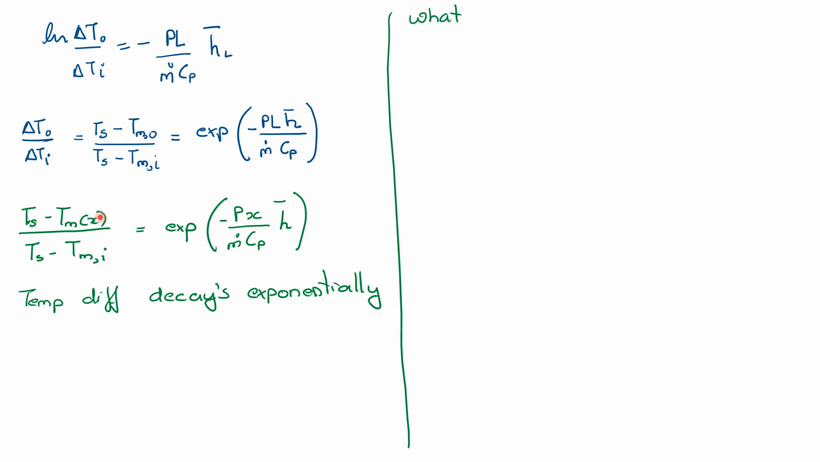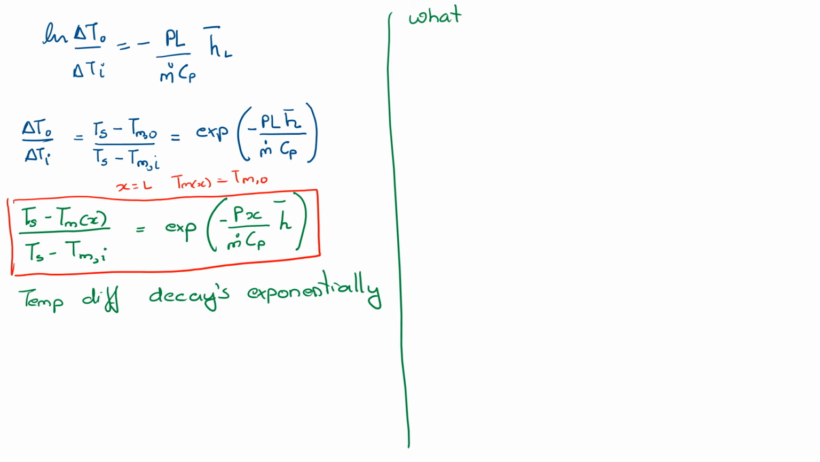So instead of having our mean temperature at the outlet here, we'll just have the mean temperature at a particular location x. And if you substitute x equal to L, you will get Tm of x equals Tmo. So this is the equation that we'll use to calculate the mean temperature at a given location in the pipe.